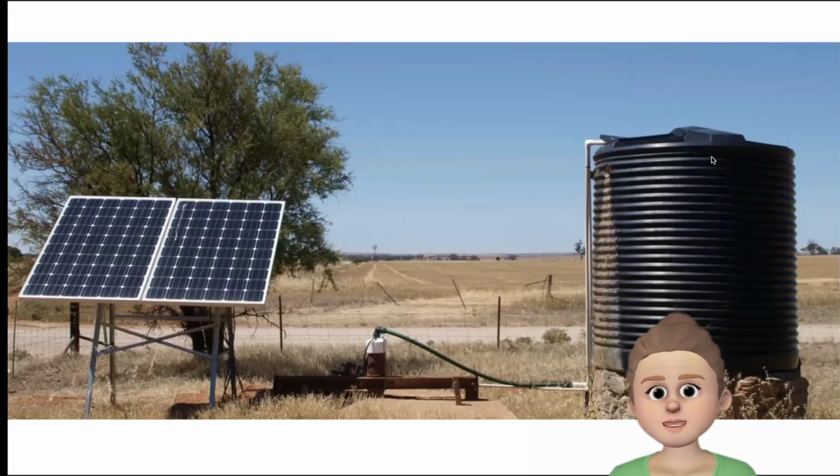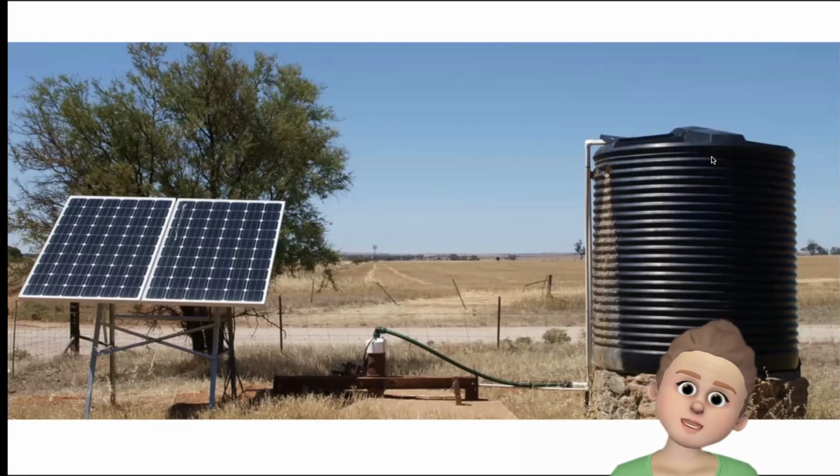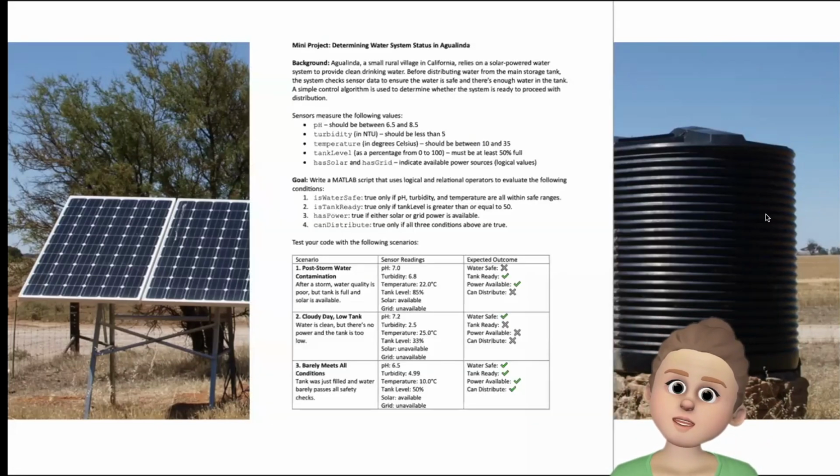So we're back in Aqualinda, and we are going to create a MATLAB program to test for water safety using more than just the conditions that I introduced already of turbidity and water temperature. I have available for you a PDF document with the details, so you should be able to download that and follow along. This is what it looks like, but I'm going to go through a little bit of these details right here.